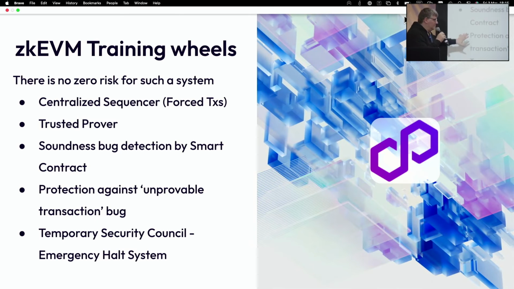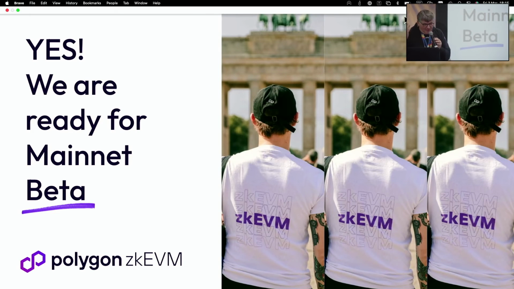If we remove this last one, then according to Vitalik's classification, we will be in training wheels 2. At the beginning, we're going to be training wheels 1 because of this last one. So I would say yes, we are ready for Mainnet. It's a Mainnet beta. We're very excited for that, and I think it's an important milestone for the community. But again, it's a beta.